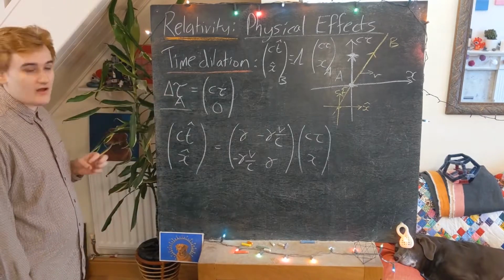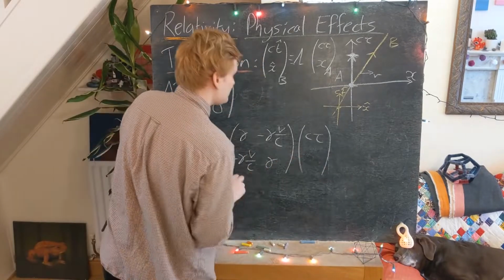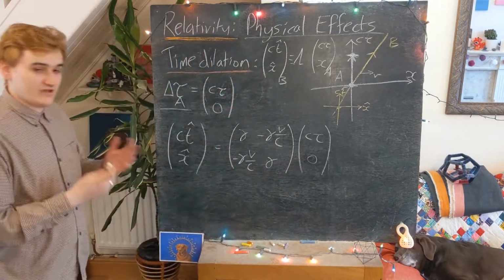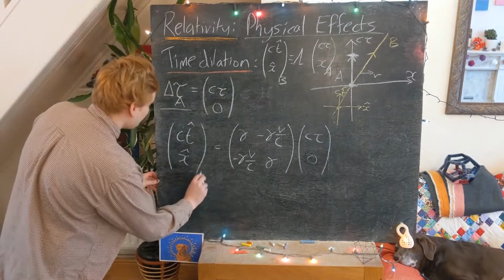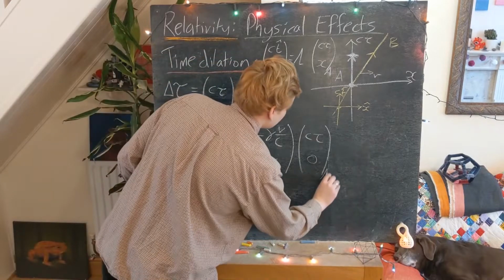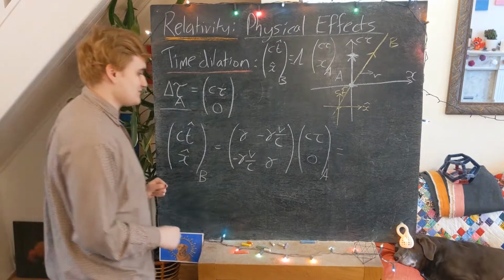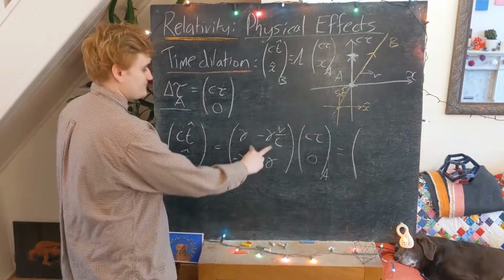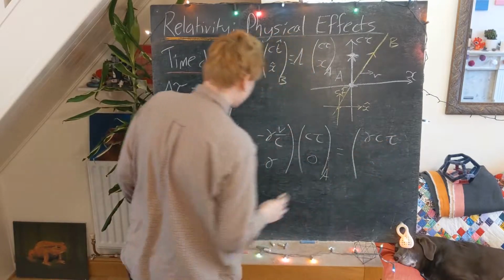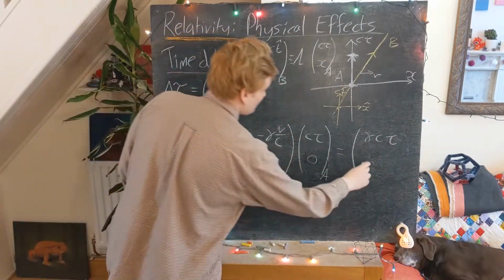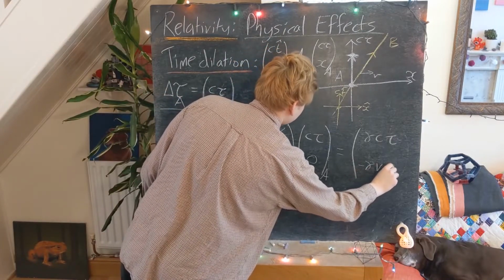And so we can look at our designated point, which is c tau, i.e. x is 0. And we can work out what the coordinates of this point are going to be now in our B frame. Just label the frames. So just simply multiplying out these matrices, we're going to find gamma c tau, and then minus gamma v tau.